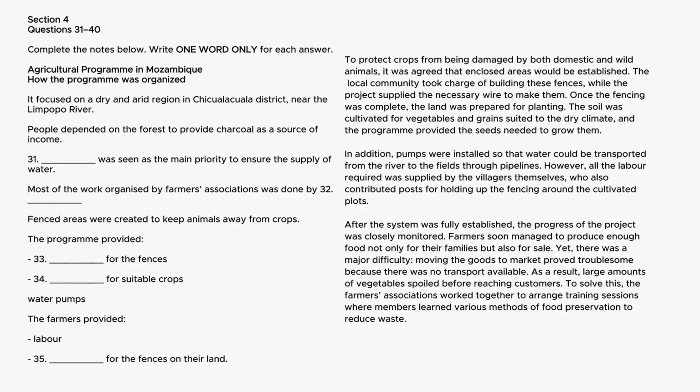Once the fencing was complete, the land was prepared for planting. The soil was cultivated for vegetables and grains suited to the dry climate, and the program provided the seeds needed to grow them. In addition, pumps were installed so that water could be transported from the river to the fields through pipelines. However, all the labor required was supplied by the villagers themselves, who also contributed posts for holding up the fencing around the cultivated plots.